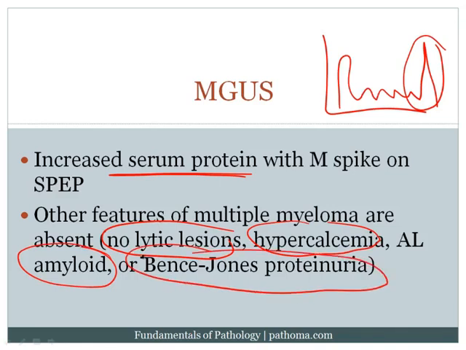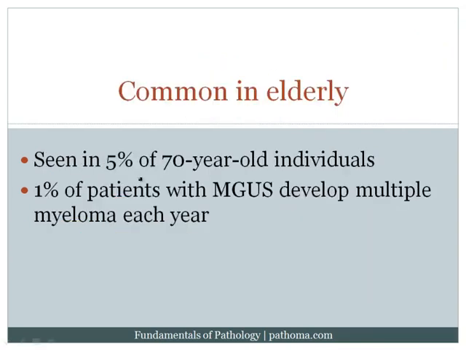So when you have an isolated M spike with none of the other findings of multiple myeloma, that is called a monoclonal gammopathy, a problem with the gamma globulins, of undetermined significance, i.e. MGUS. And so this is an important plasma cell dyscrasia to be aware of. This is common in the elderly. 5% of patients over the age of 70 have MGUS, and 1% of those patients each year will go on to develop multiple myeloma. So it's almost like a dysplasia or like a pre-myeloma state.